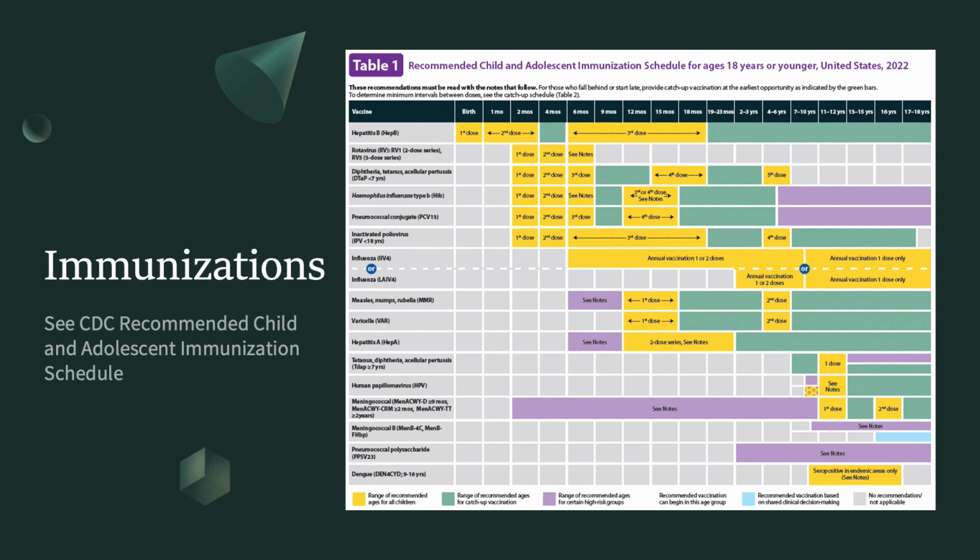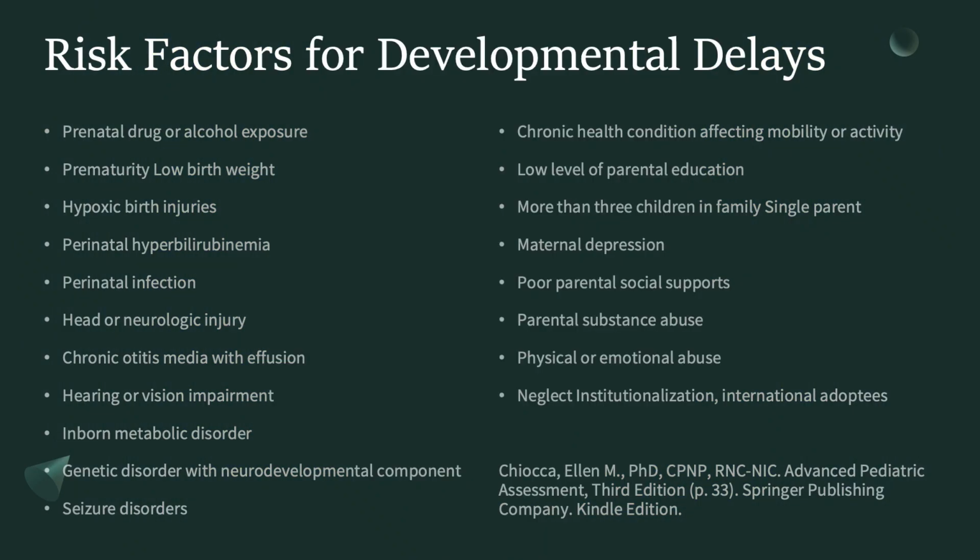And typically, as you know, well visits are associated with receiving immunizations. These also have a provided schedule, such as this example here from the CDC. And you can see at each age, we typically have a well visit around then, and they receive all of these particular vaccinations at that visit. Now, what are some of the risk factors for developmental delays?